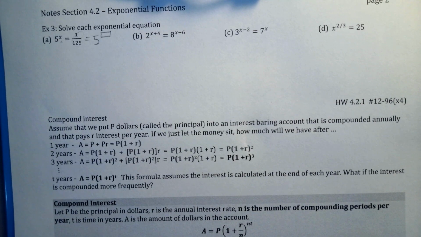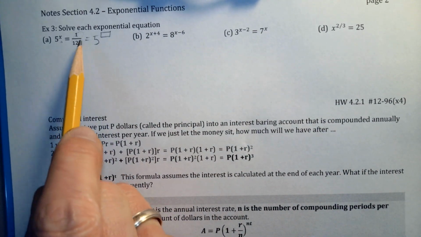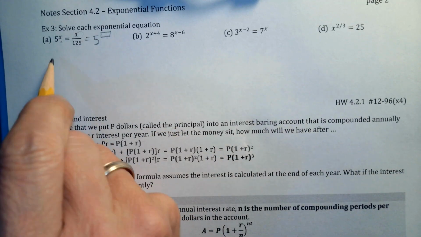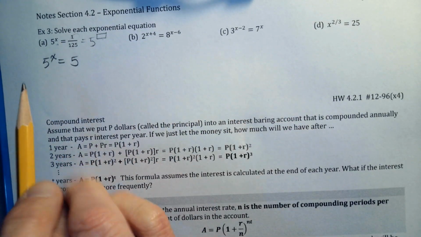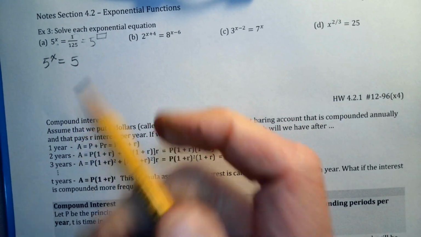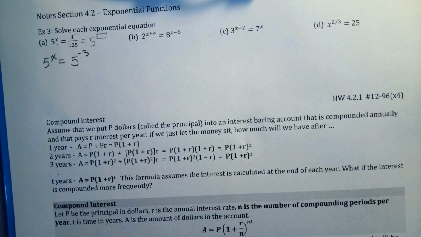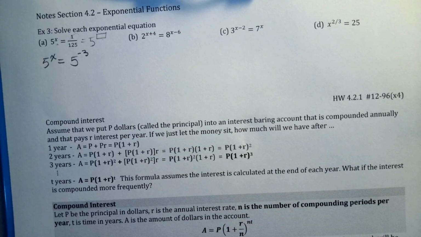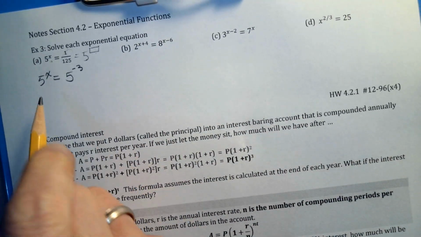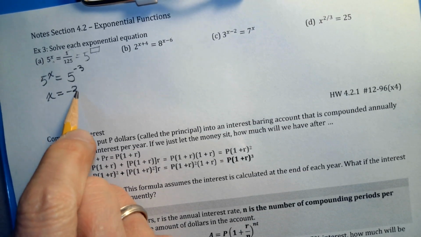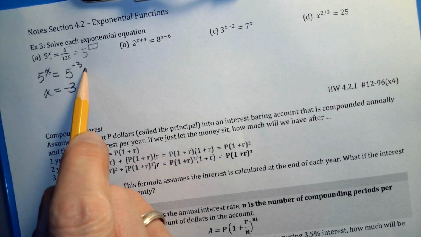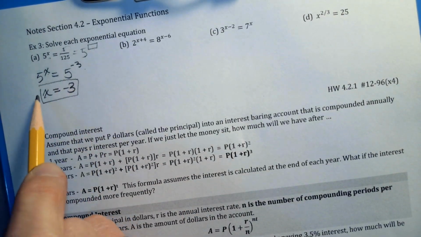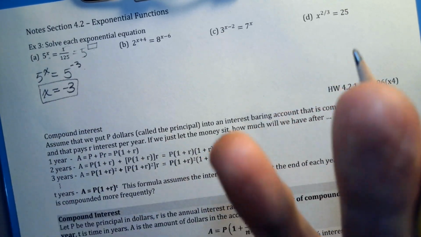So 1 over 125 has to be changed into 5 raised to some power. So think about what that is. So we write 5 to the x equals 5 to the -3rd power. All right, so because 5 to the 3rd is 125, 5 to the -3rd is 1 over 125. All right, so that means x will be equal to -3. We set this equal to this, but that is itself the solution. So if x wasn't by itself, then you would just solve that.